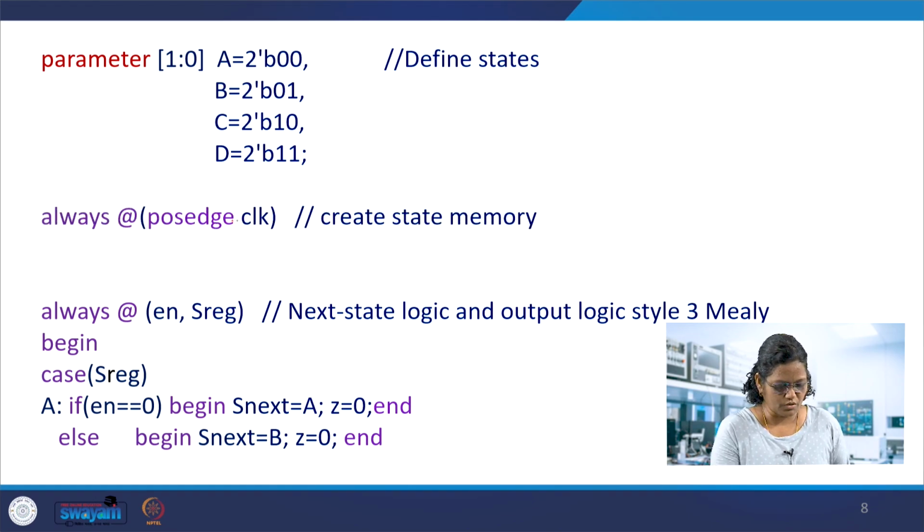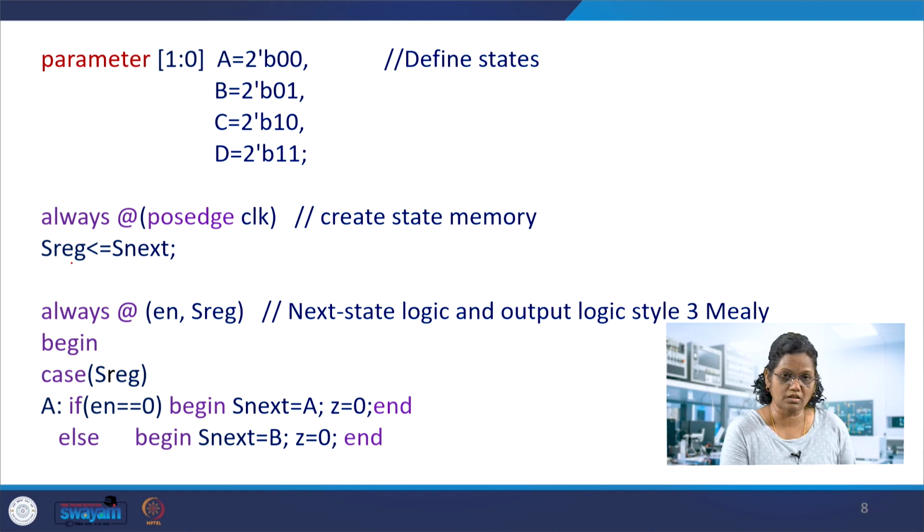After that it comes to the always block in which we create the state memory. The state memory is separate here. S next is assigned to SREG. So, the output logic and the next state logic, which are combined over here, have this enable or SREG. You can see the sensitivity list which is taking enable and SREG both. If SREG is A, then the next state S next is A and Z is 0. Once this S next is assigned, it would be going and updating the SREG.